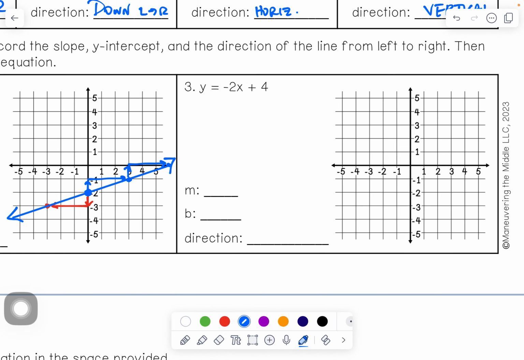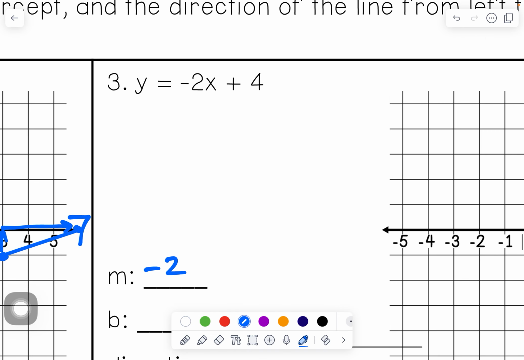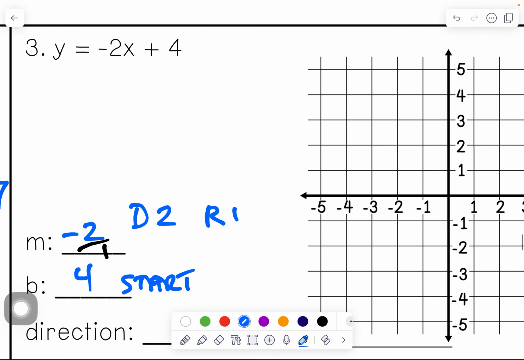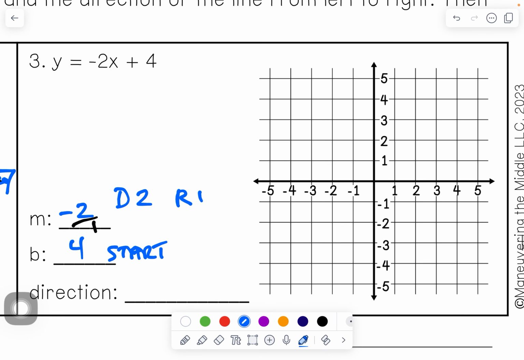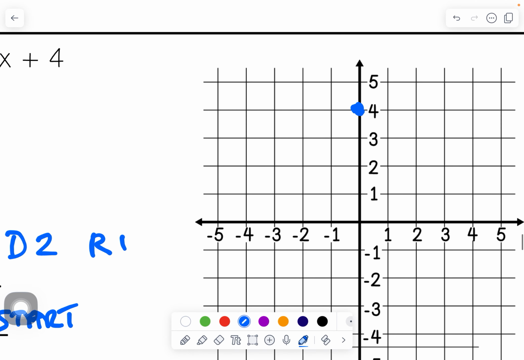Let's try another one. M equals -2, right? B equals +4. So this is where I start. Now, when there's no fraction written, don't forget, it's always over 1. So my directions here would be down 2 and right 1. So I'm going to come on over here. I'm going to start at 4 from my y-axis. Then I'm going to do my slope, which I said was down 2, right 1. So I'm going to go down 2, right 1, put my point.